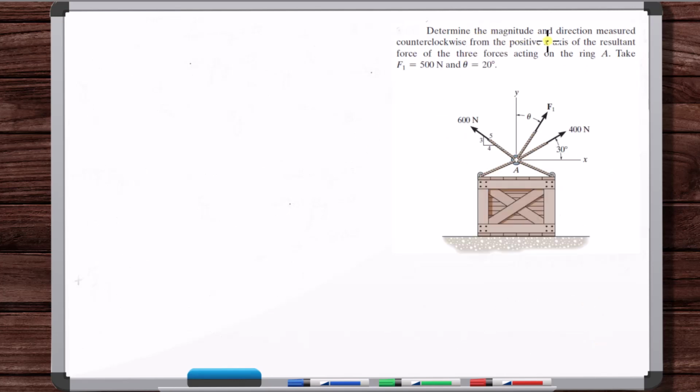Okay, determine the magnitude and direction measured counterclockwise from the positive x-axis of the resultant force of the three forces acting on the ring A. Take F1 equal to 500 newtons and theta equal to 20 degrees. Okay, so we just need to resolve these force vectors into components, and then we can add them easily. Let's do this force vector first, and let's use the slope triangle method, because that's pretty easy to find components with the slope triangle. So this has its negative component in the x and a positive component in the y.